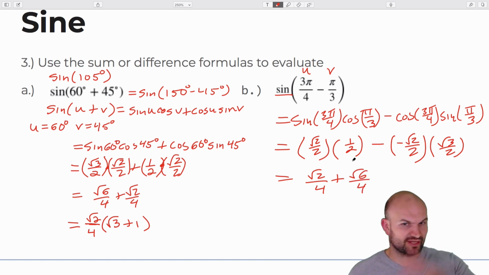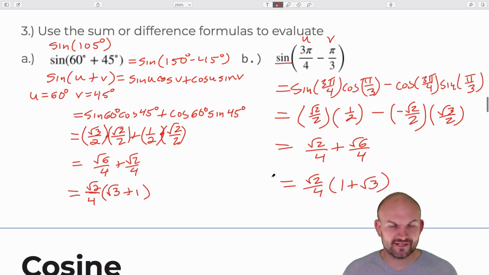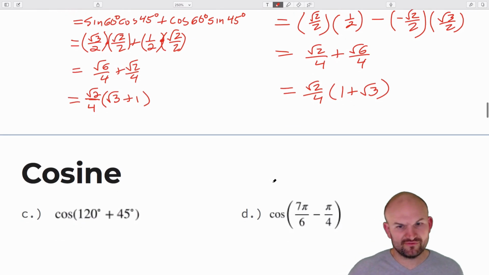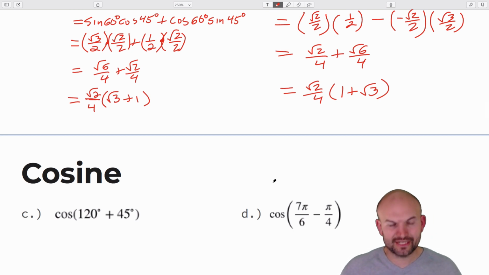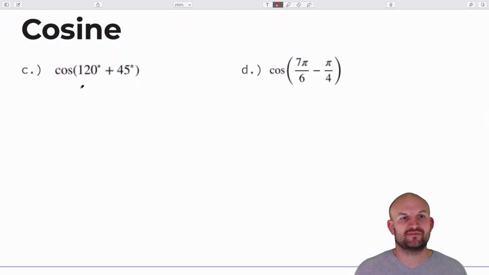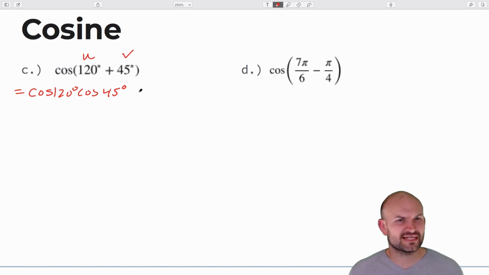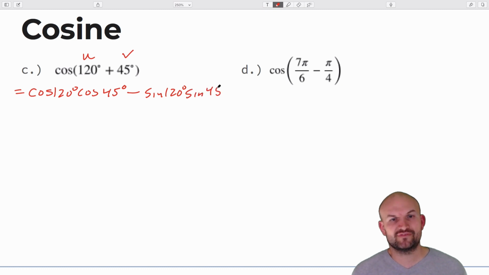So hopefully you can see now, again, we can factor out that square root of 2 as well as the 4. Therefore, I can rewrite this as square root of 2 over 4 times 1 plus the square root of 3. All right, so now let's move on to the cosine, which is very similar. Same kind of idea here, but now we're going to use a different formula. So again, we're going to have our u and our v. The cosine of u, just remember, this is going to be cosine of 120 degrees times the cosine of 45 degrees, and then minus the sine of 120 degrees times the sine of 45 degrees.